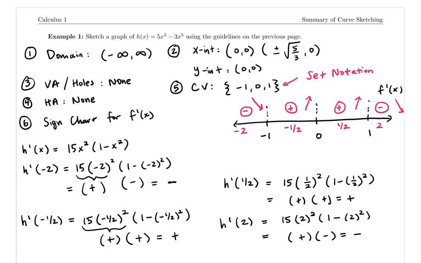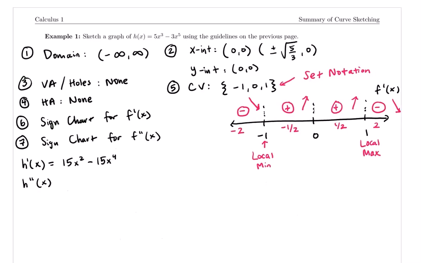Now, let's do some analysis. I know that at x equals -1, my function goes from decreasing to increasing, which means that at x equals -1, I'm going to find a local min. And then at x equals +1, I know that it goes from increasing to decreasing, and so at x equals 1, I am going to find a local max.